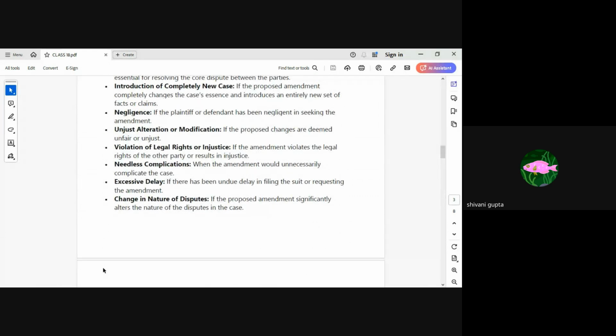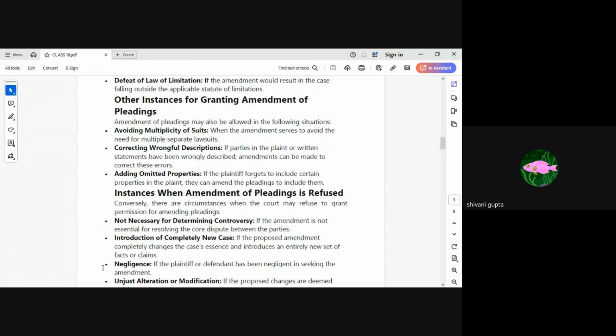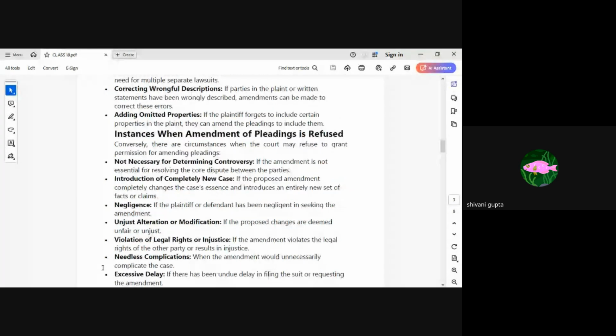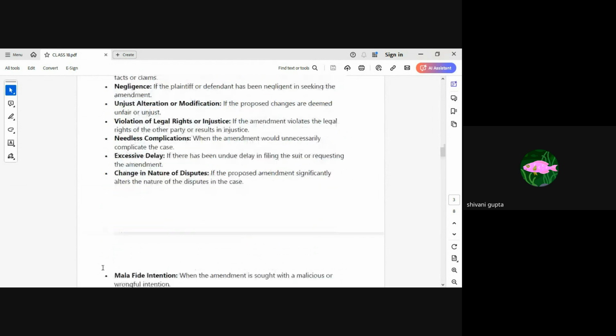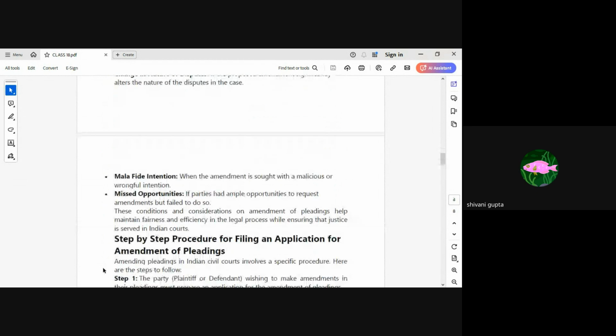But sometimes the court also refuses. The court can refuse when there is no real controversy to determine, when there is negligence, or when after the amendment there will be a newly made case. It can refuse if there are unjust alterations or modifications, violations of legal rights or injustices, needless complications unnecessarily complicating the case, excessive delay, a change in the nature of the dispute, malafide intention, and missed opportunities. So these are the grounds on which the court can reject the plaint itself.